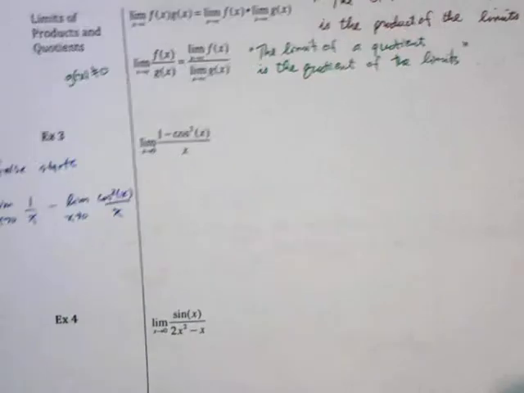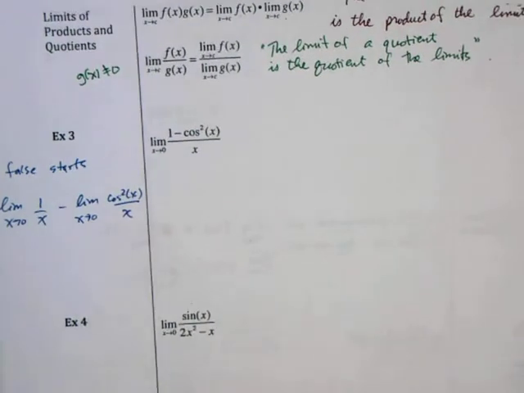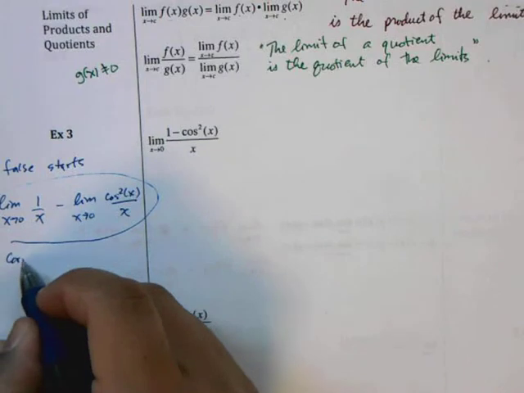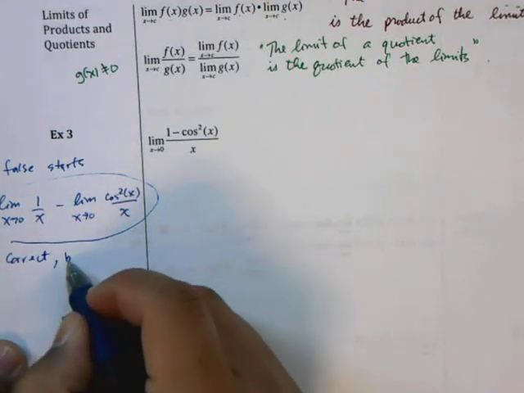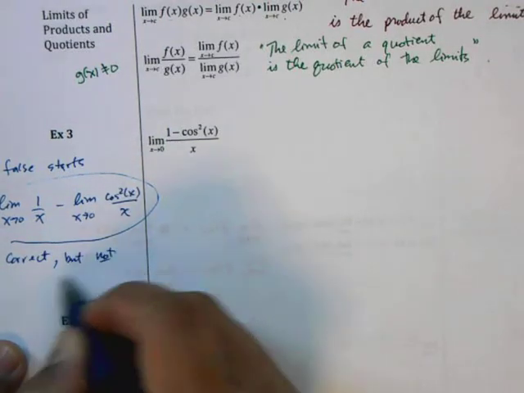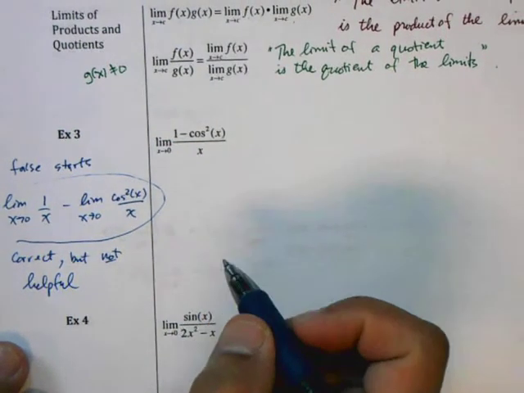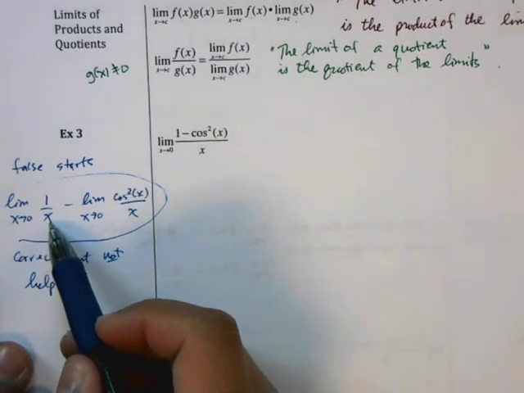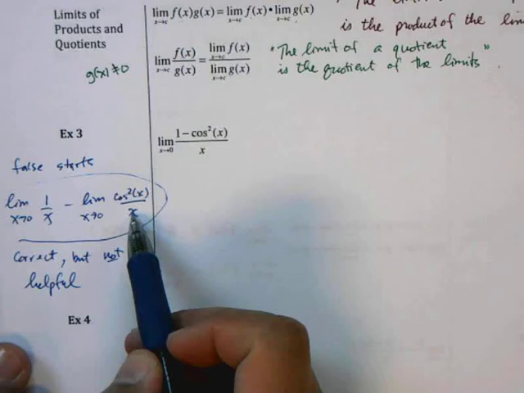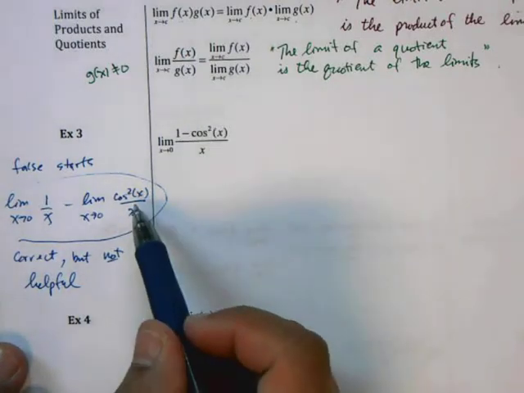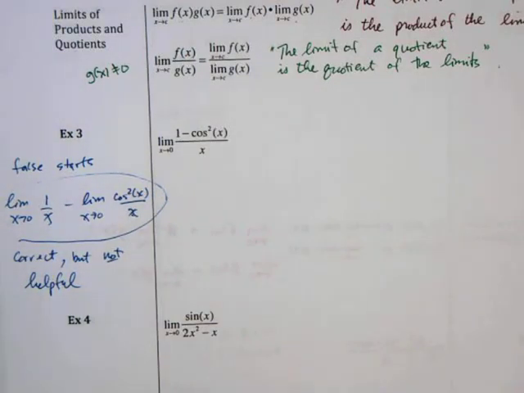Well, this isn't wrong. This is correct, but not helpful. And the reason it's not helpful is because we still end up with division by 0 here, and it's not entirely obvious what the limit of cosine squared over x is.